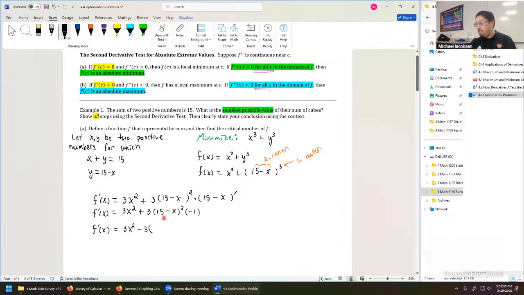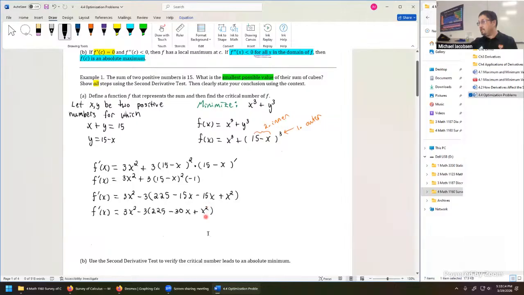Next, we can expand this out. 15 times 15 is 225. Then 15 times -x is -15 times x, but we get that twice when we FOIL. Then finally, go plus x times x, -x times -x rather, for positive x squared. So when we FOIL this out, we get all of those terms. Let's simplify the middle. The derivative is now 3x squared minus 3 times 225 minus 30x plus x squared. The algebra just kind of keeps going and going, but here's our next step.